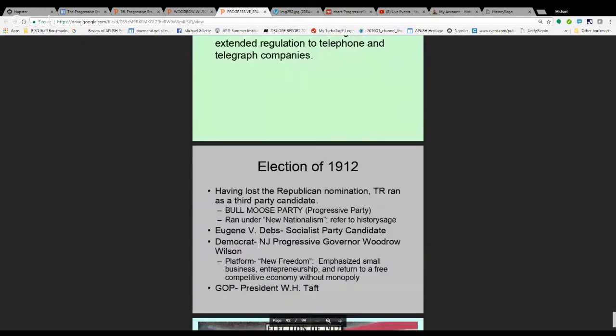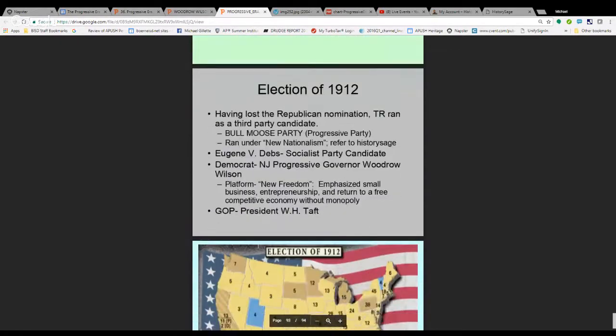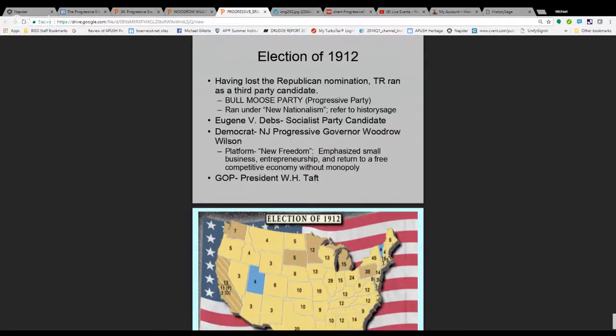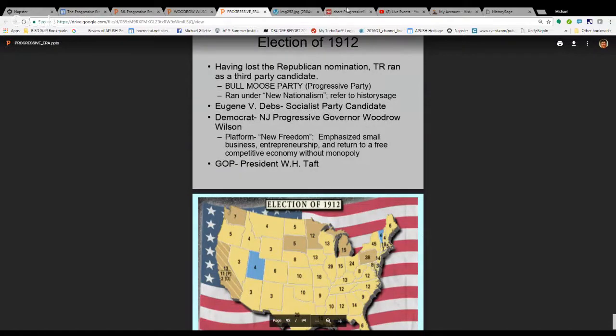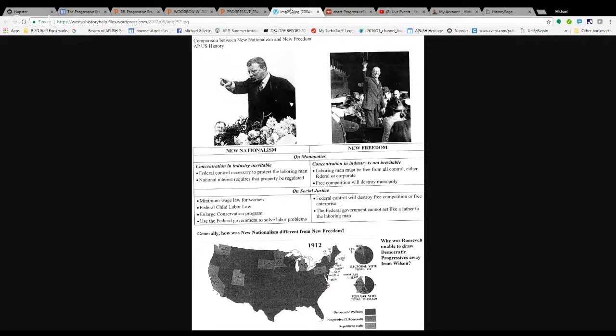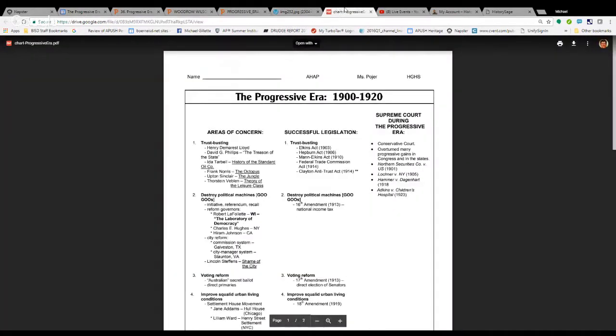So in 1912, having lost the Republican nomination, Roosevelt runs as a third-party candidate. He's the Bull Moose guy. He runs under the whole New Nationalism pledge. And again, this document is on the Google site, talking about what is New Nationalism. It's something you really need to explore, okay? Really need to explore that.